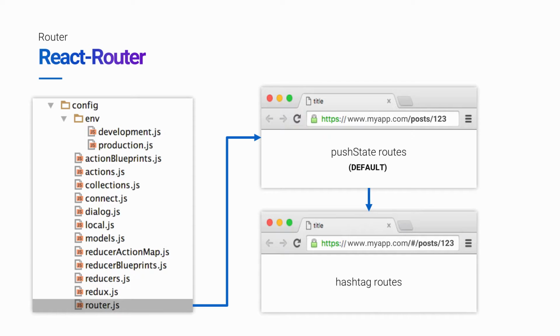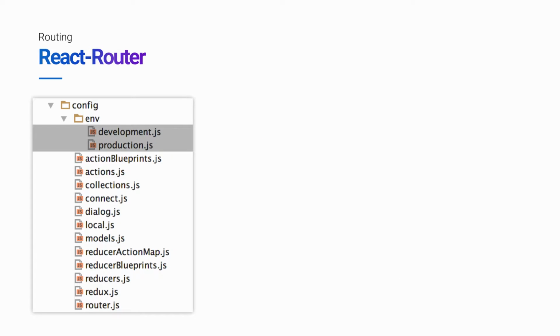set to browser history, but you could easily change this to use hashtag routing instead by toggling the setting for history type. This config folder also contains an environment directory that allows you to change any of the config settings on a per environment basis, just like you can do with Webpack.